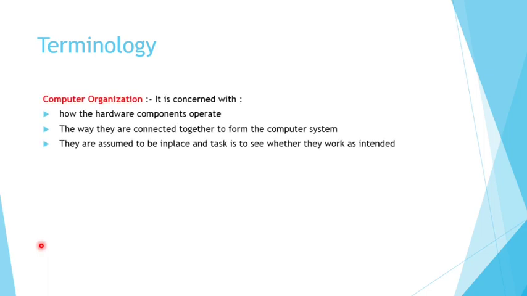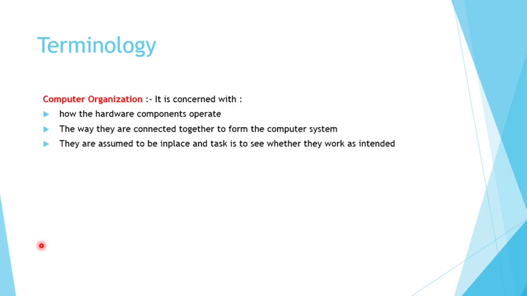Now we would discuss the last topic, which is the basic terminology that would be used in this course. The first one is computer organization. It basically deals with how the hardware components operate, and we assume that to be in place, and the task is to see whether they work as intended. To explain this, I would like to give you an example.